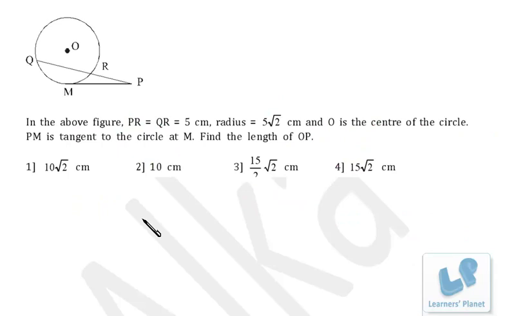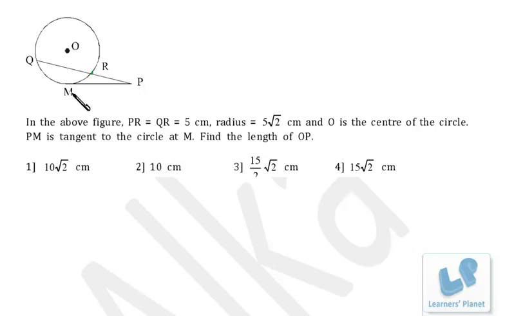Now friends, let's do this problem based on geometry. In the above figure, PR is equal to QR is 5, this is the point R. The radius is 5 root 2 and O is the center of the circle. PM is the tangent to the circle at M, and find the length of OP. That means we have to find out this length.